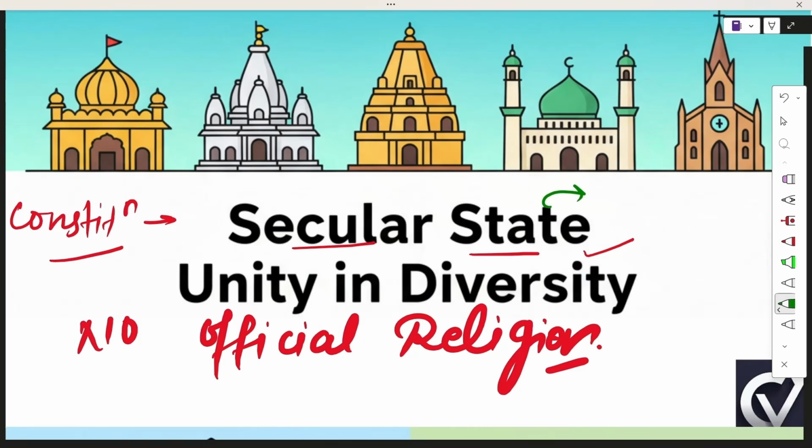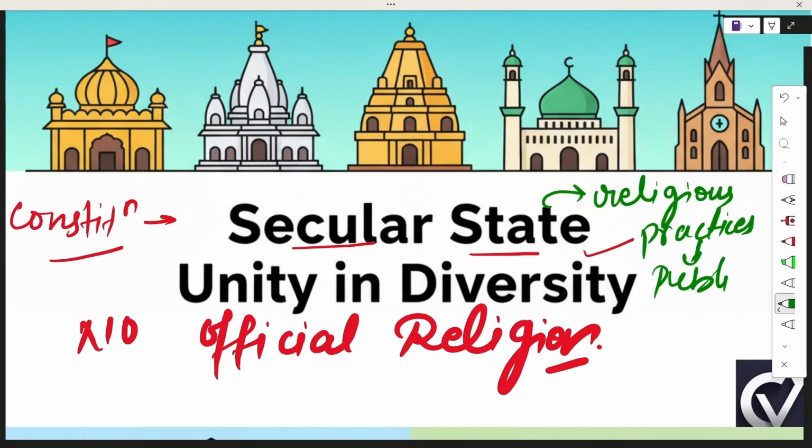The state may intervene in religious practices only to maintain public order, health, and morality.